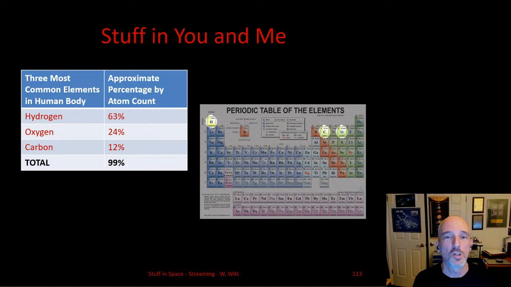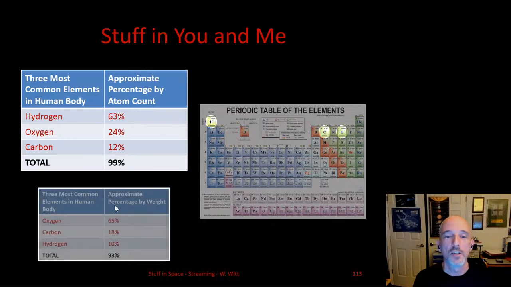So 63% of your atoms are hydrogen, 24% oxygen, and 12% carbon. And there's still like 1% of other stuff, right? Now this is by atom count. Hydrogen is really light because it's the simplest one of these Lego blocks. If we do it by weight, it turns out these three things account for just 93% of you, but that's still a lot.